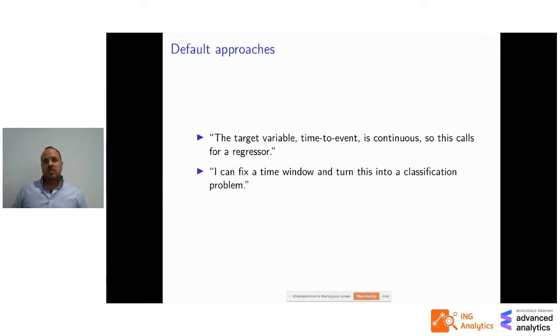Another way to do it is to say, all right, actually, I'm going to impose a time window. And I'm going to say this is a classification problem where if an event happens within the window, it's a 1. If it happens outside the window or not at all, then it's a 0. And you could try to do that. I'm going to argue that both of these approaches have downsides, and I'm going to propose a very well-known and, by now, very mature solution.